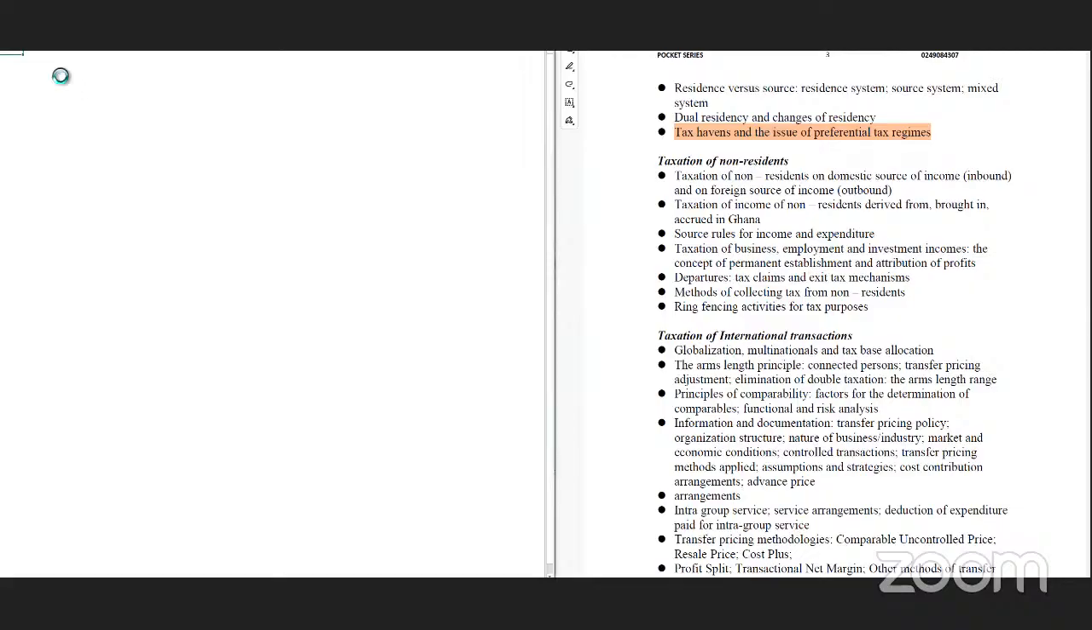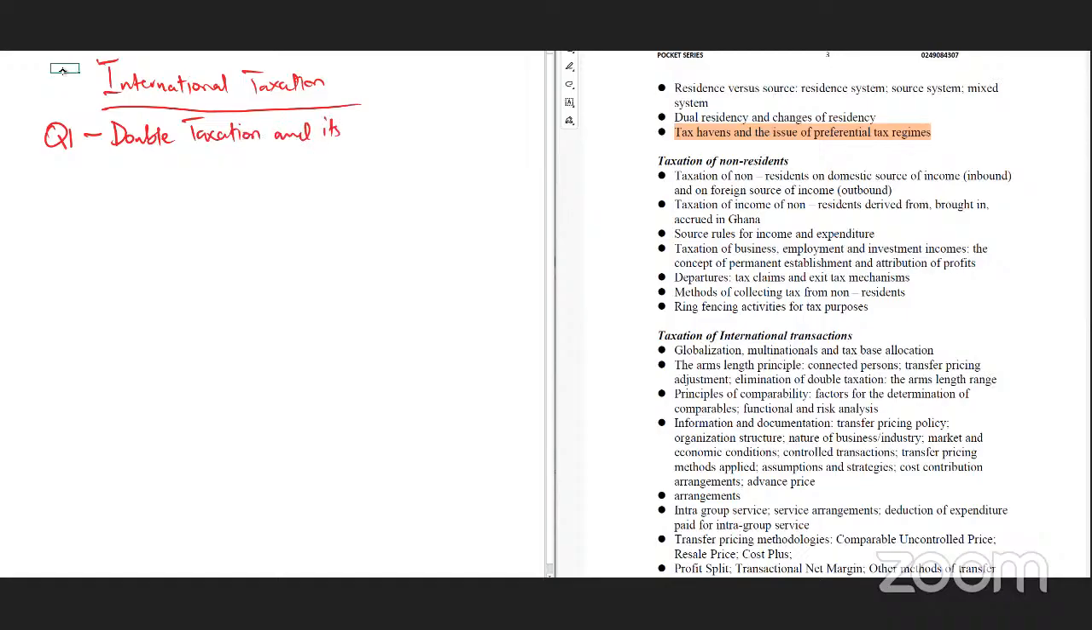Okay, so let's look at international taxation from my perspective, right? So let's say question 1, the focus is on what? Double taxation and its connected issues. Have you written it down? So double taxation and its connected issues.